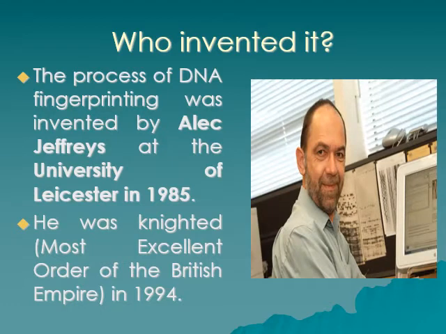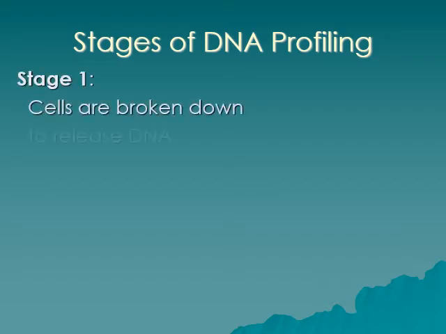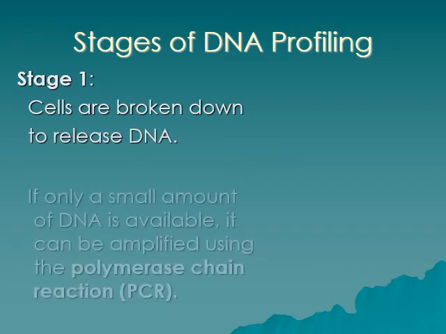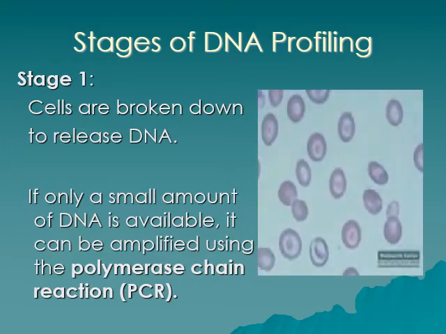So that's Alec Jeffreys. So what are the stages of DNA profiling? There are four stages of DNA profiling. The first one: cells are broken down so that the DNA will be released from inside of the cell. If only a small amount of DNA is available, pwede siyang i-amplify using the polymerase chain reaction.